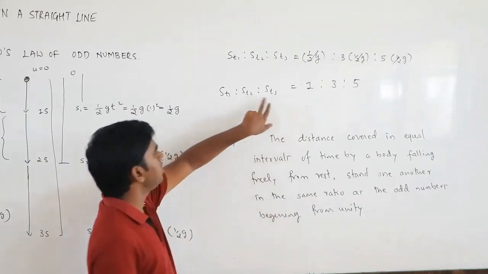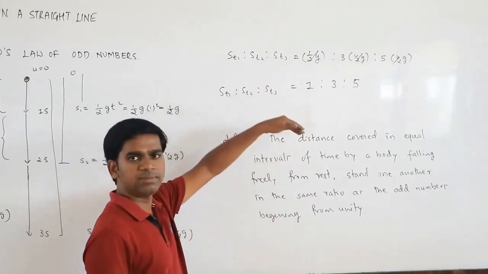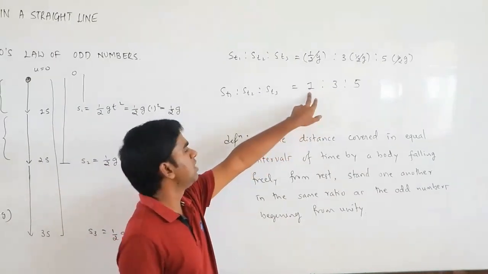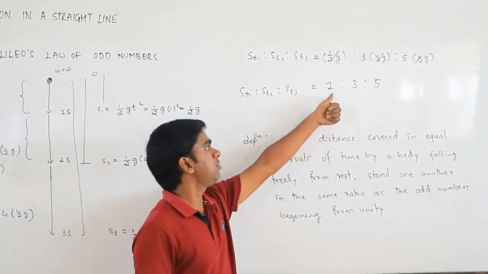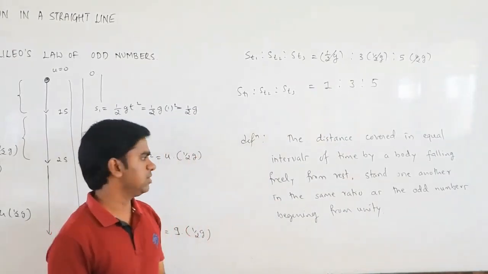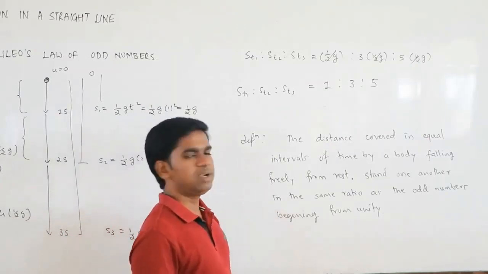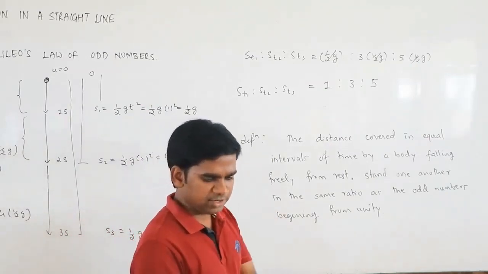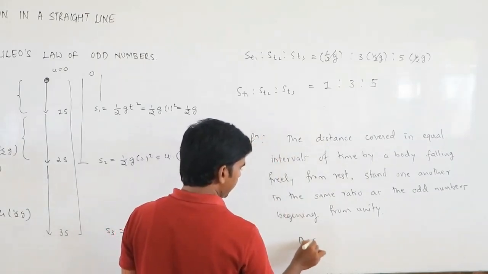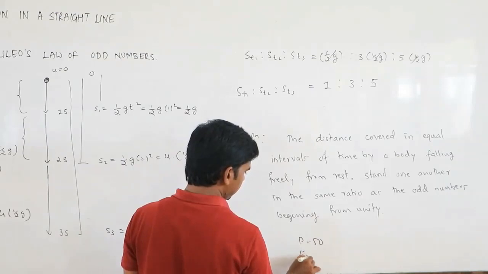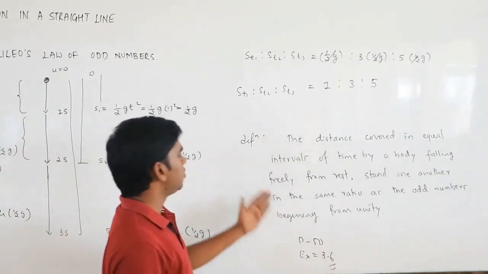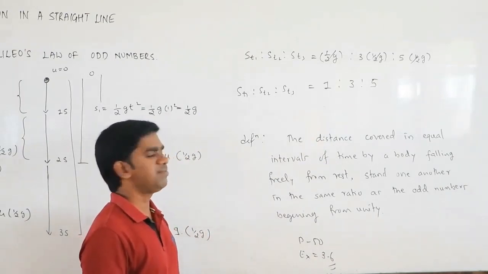The distances covered in equal intervals of time by a freely falling body from rest are in the ratio of 1:3:5, like that also you can write, or in the ratio of odd numbers beginning from or starting from unity. Okay, so you can make your own definition, no need to follow this one. If you want your textbook definition, it is there on page number 50, example number 3.6 of your NCERT book. From there you can get the definition, or you can frame your own definition.